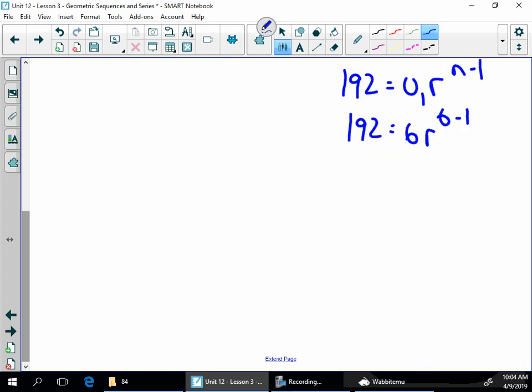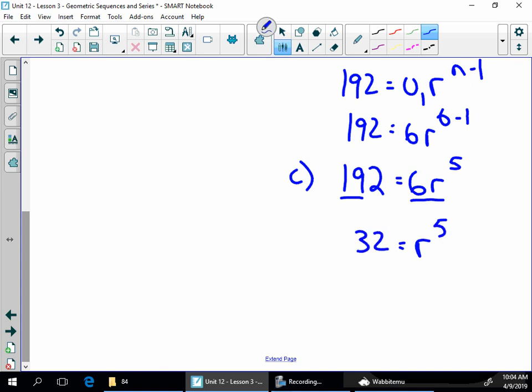Okay, how are we going to solve this? I'm working on C now. 6 r to the 5. Well, I can divide both sides by 6 and get r to the 5. 192 divided by 6 is 32. Hey, I know how to get rid of exponents. I take roots. I want the 5th root, and r is 2. So that's kind of a combo question, right? Arithmetic things and geometric things at the same time.